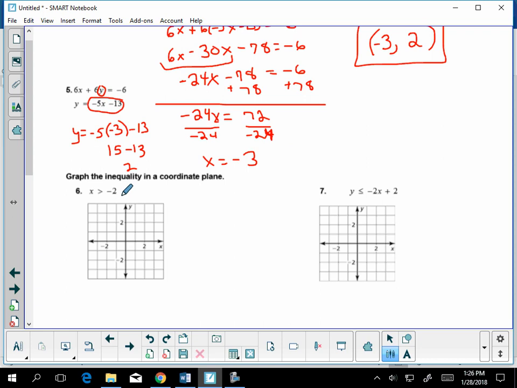All right, we want a graph. Well, on number 6 here, I only have an x. If I only have an x, that's going to be a vertical line. And I'm just going to put a dot on my x-axis at negative 2. I know it's going to be dotted because there's no equal sign with it.